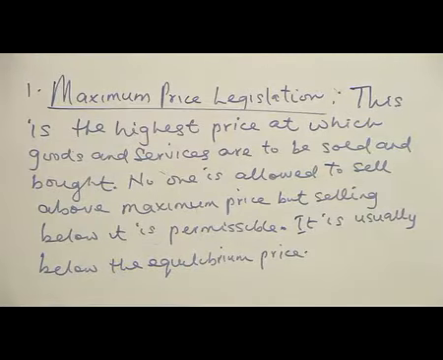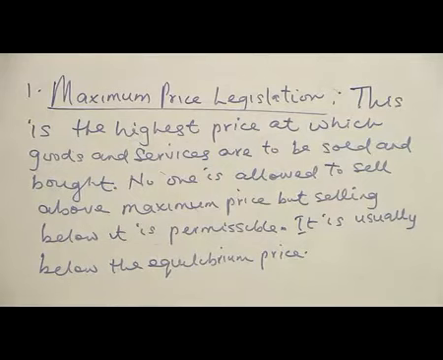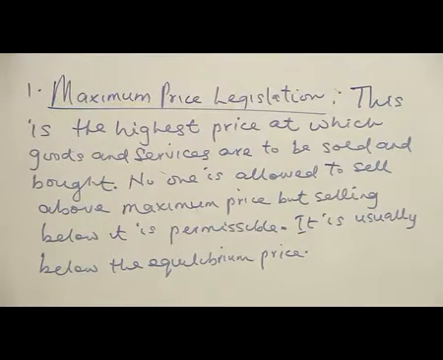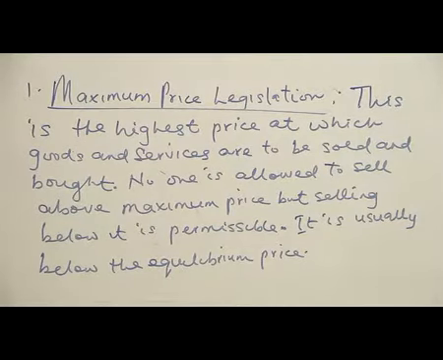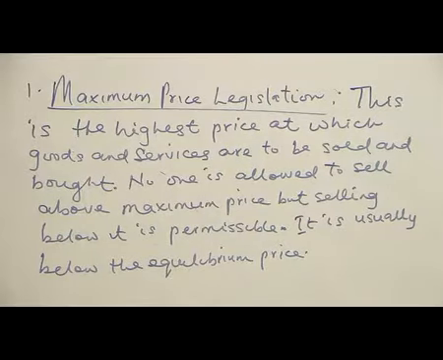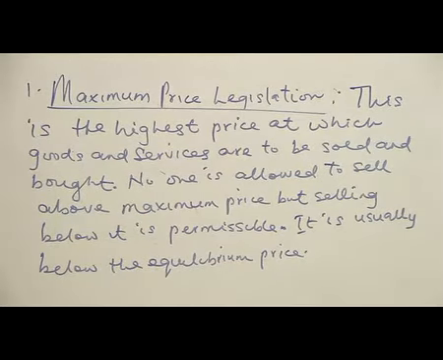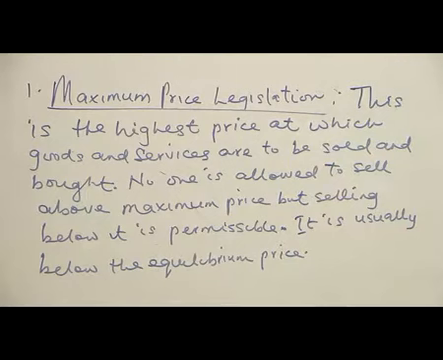Maximum price legislation. This is the highest price at which goods and services are to be sold and bought. No one is allowed to sell above the maximum price, though selling below it is permissible. What we are trying to understand here is that the price control is used in order to avoid producers exploiting consumers in an economy. That is, they are trying to protect consumers against the exploitative attitude of sellers and producers. Not only that, they also use this control in order to check inflation in the economy.